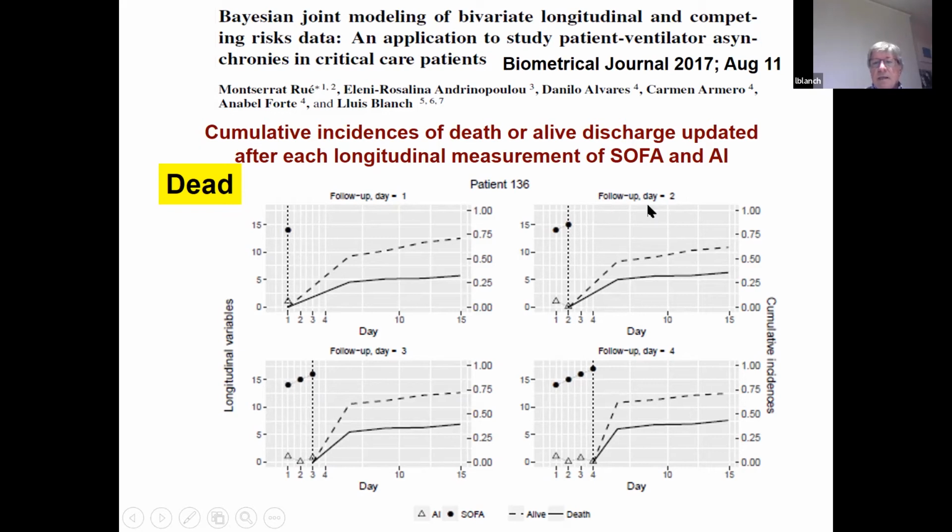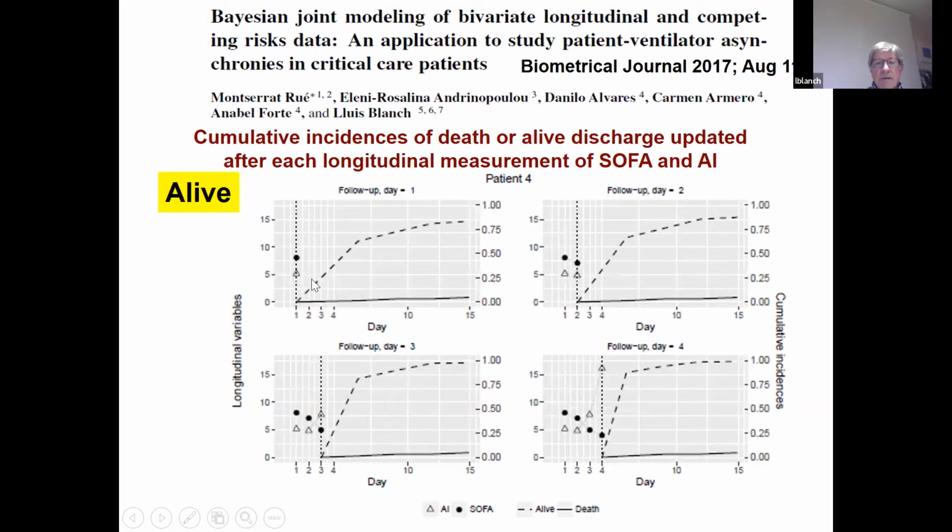You see that on day 2 and day 3 the SOFA increases, on day 4 the SOFA increases, and the asynchronies remain low, and this patient died. In the patient who was alive, the SOFA decreases on day 1 and day 2, the asynchrony seems to stay the same, but on day 3 asynchrony increases, SOFA decreases, asynchrony increases, SOFA decreases. The probability of staying alive is high, the probability of dying is very, very low.